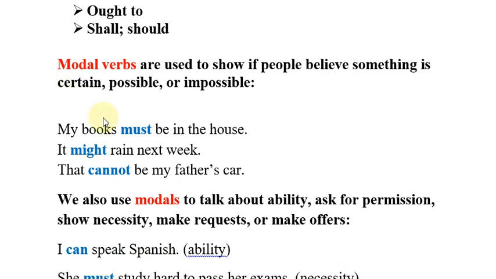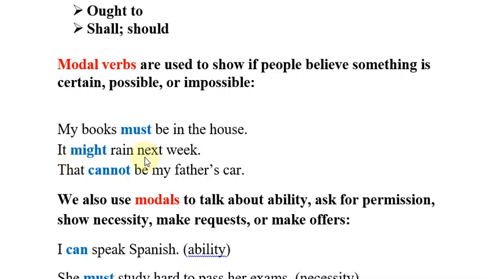My books must be in the house. Must is a modal verb. After the modal verb, this is a general rule. This is the first rule. Use the basic form of the verb, the base form. You don't say am, you don't say is, you don't say are. You use the base form be.